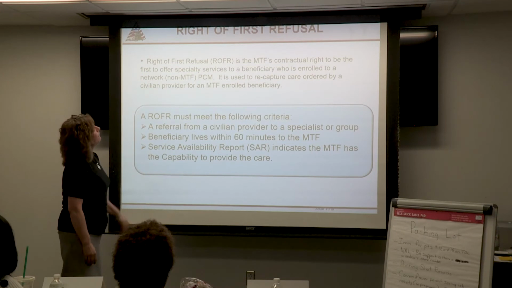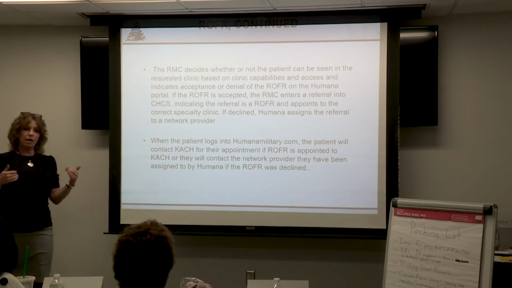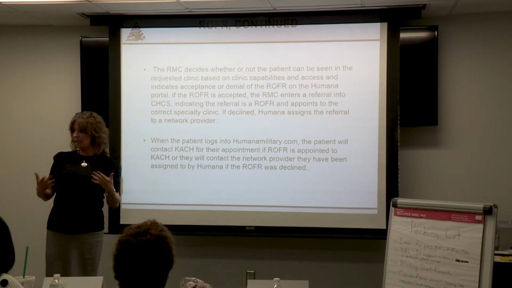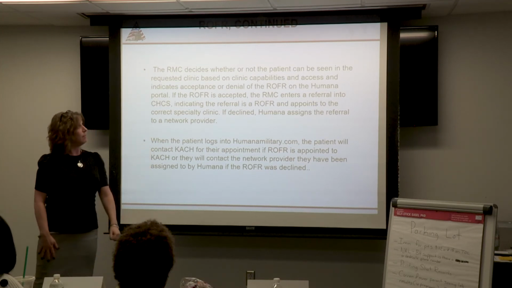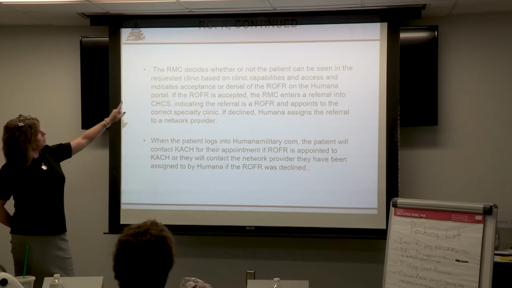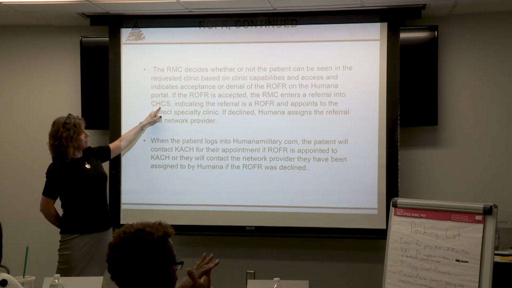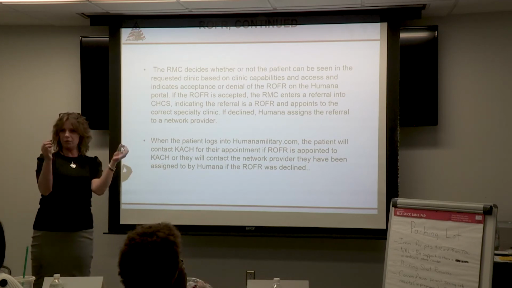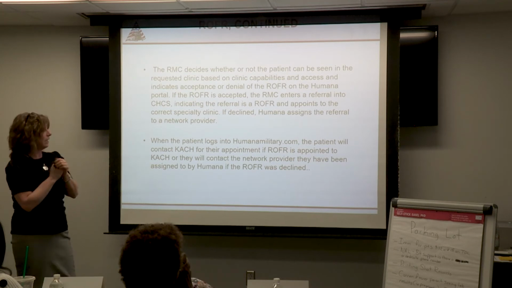Next slide. So when it comes through, it populates in the Humana portal. The referral center looks at it, and we have to determine whether we're going to bring the patient in, or can we do it, or are we going to send them out? Once we make that decision, we enter a referral into CHCS, and we indicate in the referral that it's a ROFR, so you would see it in the body of the referral. You would see that it was a ROFR, and we appoint to the correct specialty clinic here.